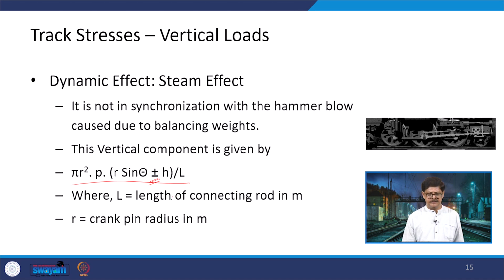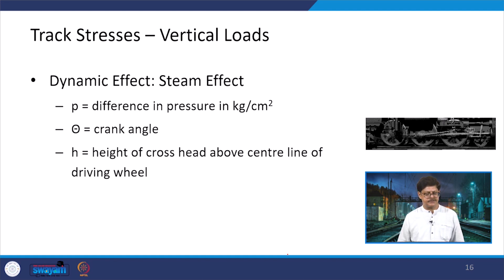Here, L is the length of the connecting rod in meters, r is the crank pin radius in meters, theta is again the crank angle, and p is the pressure. The rest of the things we have already discussed. So, p is the difference in pressure in kg per centimeter square at the front and the back of the piston which is moving in the cylinder, and h is the height of the cross head above the center line of the driving wheel. So whatever the center line of the driving wheel is, and the cross head, how much it goes up, that is the height we are talking about here. So, this small h.